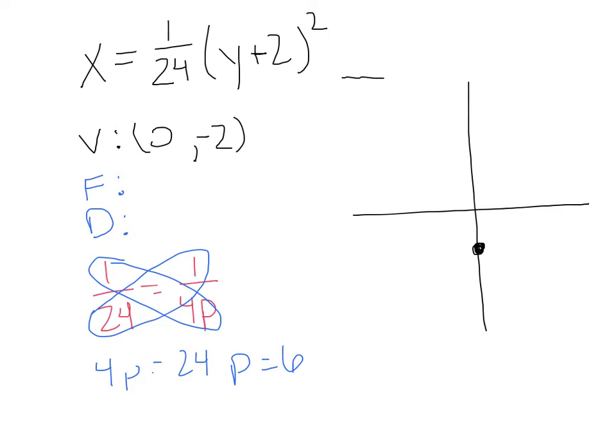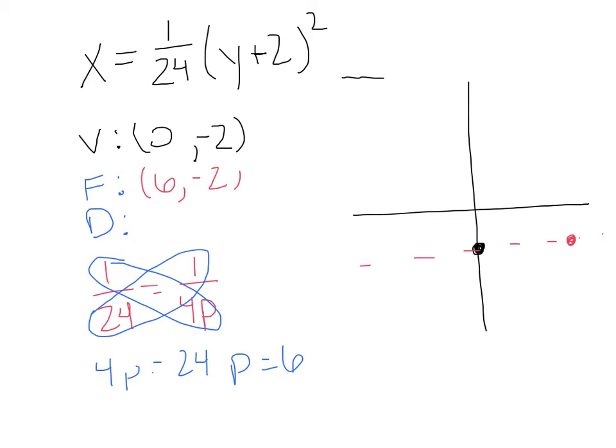And now I know that based on a, it's positive, so it has to open to the right. So to get my focus, I need to move to the right 6 places. So my focus is going to be way out here, 6 places away, which is going to be 6, and it's still along that same axis of symmetry, so -2. You can think about that AOS, remember it's sideways because this is a horizontal one.